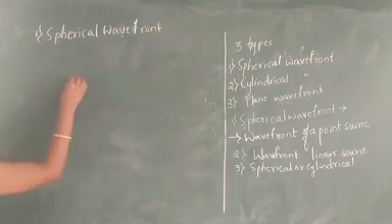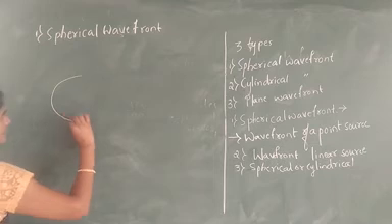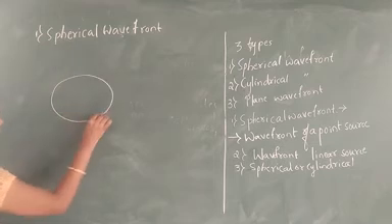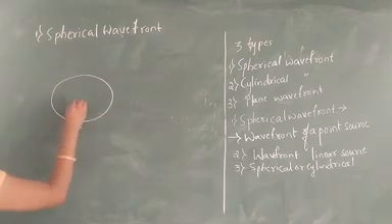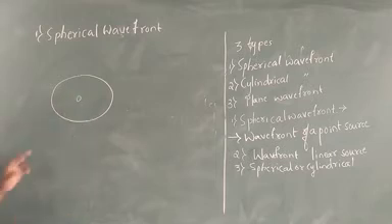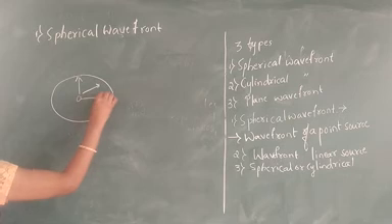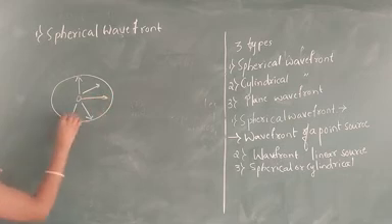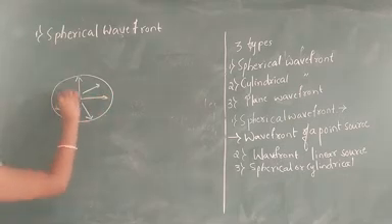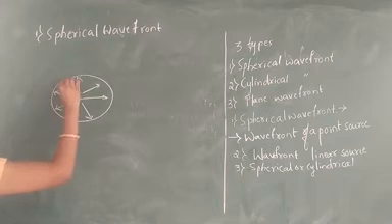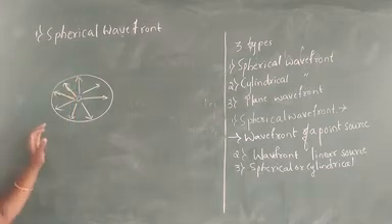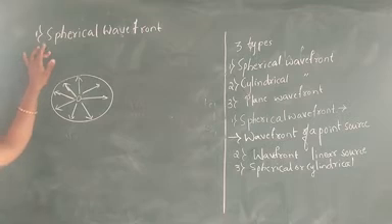Now let us consider a spherical wavefront. In this we take one point, a point of a locus. Here the distance will be the same, we will get equidistance. This equidistance we call the spherical wavefront.